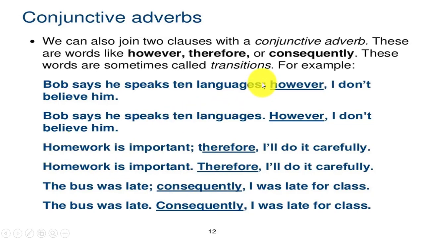Do you see the period and the comma before and after however? Okay. Homework is important. Therefore, I will do it carefully. Another example: Numbers was late. We have the period and comma. This is called a transition. Consequently, I was late for class. Using a period and comma, or only a period, both are true, not a false sentence, because the period and comma are called transition.